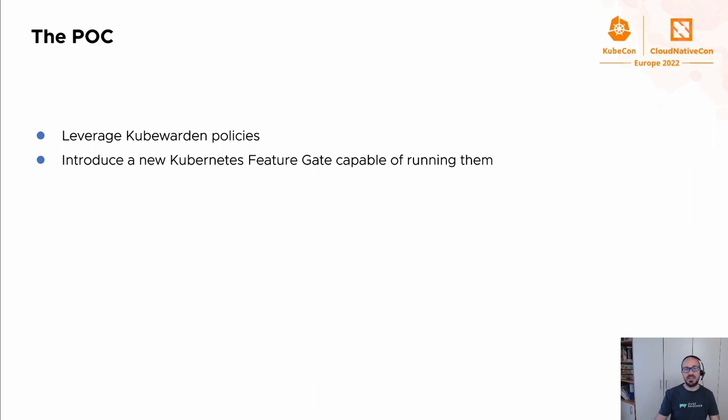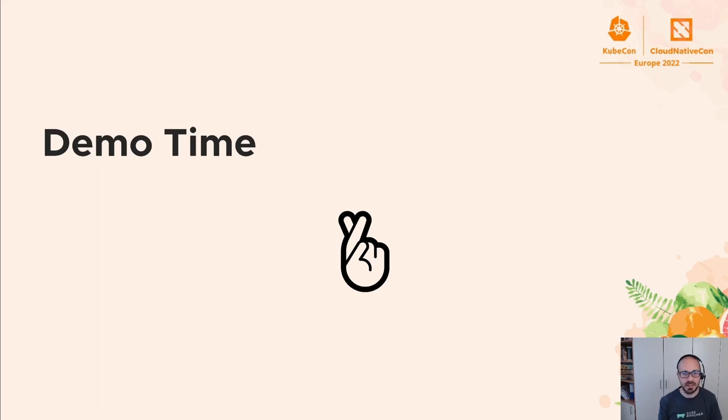All right, having said that, this proof of concept I created is basically introducing a new feature gate of Kubernetes, which has an understanding of WebAssembly policies and the kind of contract that Kubewarden policies offer. So without further ado, let's see this proof of concept in action.